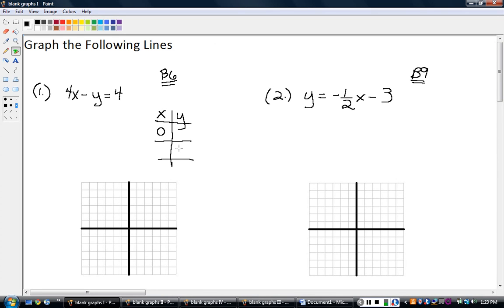If x is 0, what's y? If y is 0, what's x? Okay, so let's go through this. 4 times 0 minus y equals 4. So that goes away, and I'm left with negative y equals 4. If you want, you can put a 1 there, just to remind you to divide by negative 1, right? And that gives me y equals negative 4.